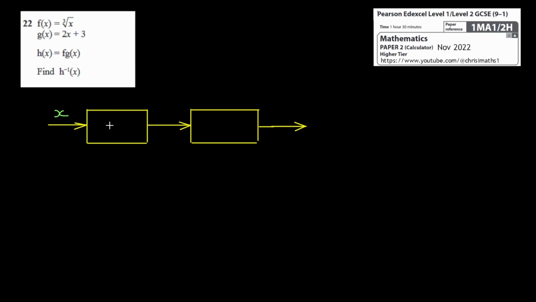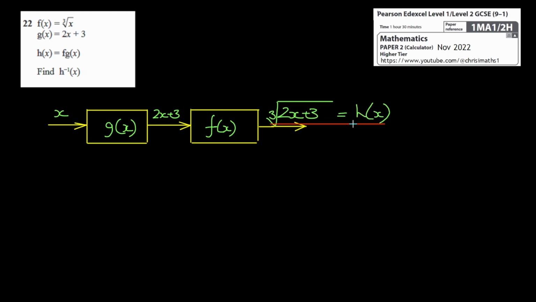the g box first, and out of the g box we get 2x plus 3, and then it goes into the f box, and the f box cube roots the input. So this is the cube root of 2x plus 3, and that's equal to h(x). So that's the answer to the first part.